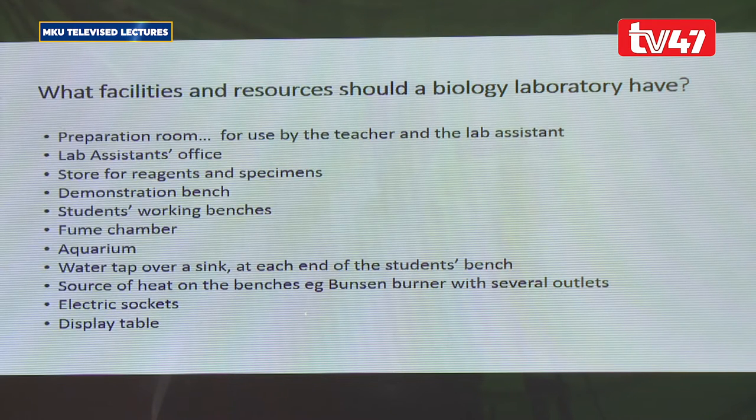There are those experiments that cannot be performed within a short time. They may need to go overnight. So we have a display table that doesn't interfere with the other activities in the biology lab.